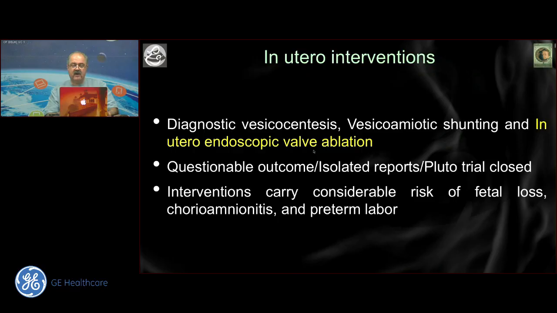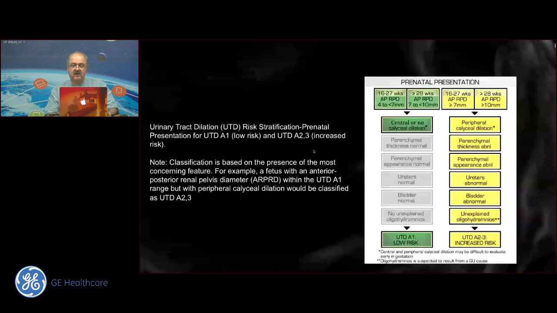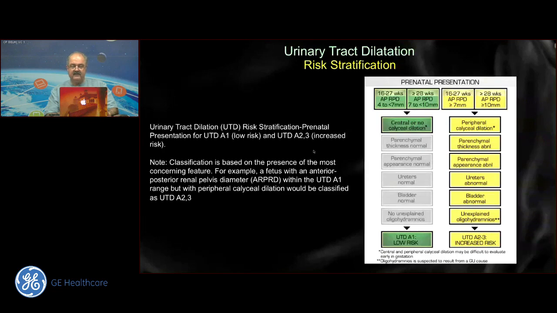The last thing I'm going to talk about is a little more detail on what the multidisciplinary group have done, and that is to classify AP diameter of the renal pelvis from 16 to 27 weeks versus 28 weeks onward. 4 to less than 7 millimeters without any calyceal dilatation is estimated as urinary tract dilatation A1, which is low risk, and after 28 weeks we use 7 to less than 10.